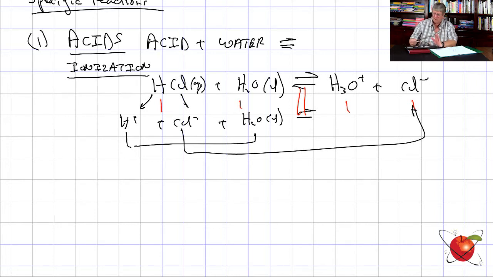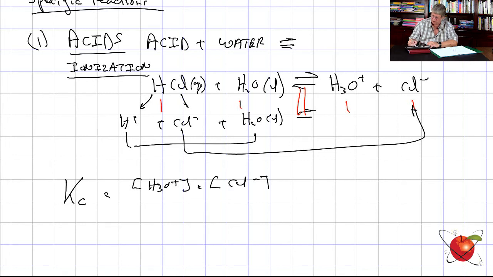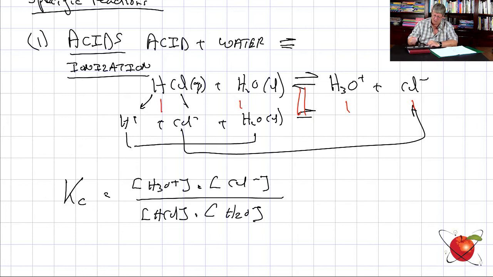That's important. The next phase of this is to do the expression of mass action. Expression of mass action is Kc. We are now at equilibrium. I therefore say the concentration of H3O+ ions multiplied by the concentration of Cl− divided by the concentration of HCl multiplied by the concentration of H2O.